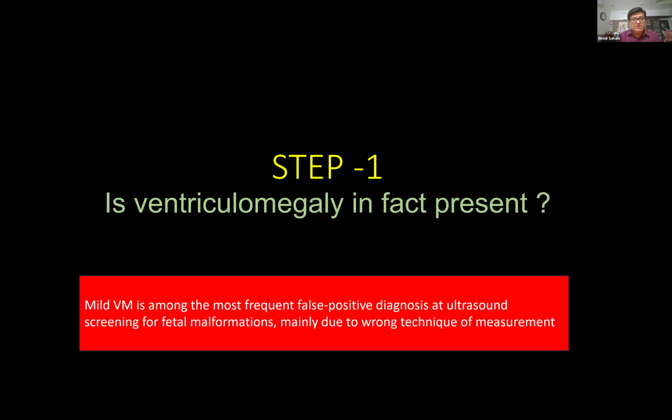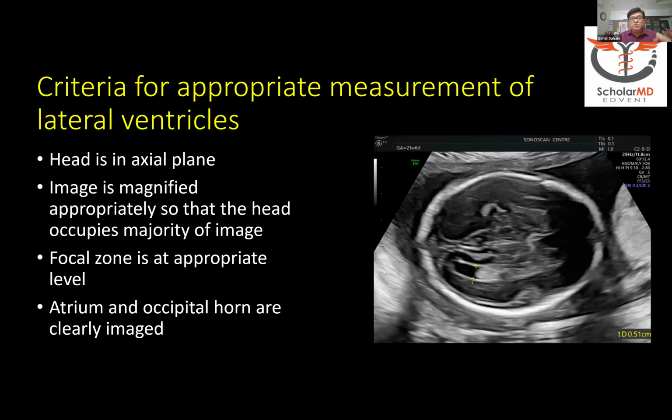So the step one. Now you may say, why am I starting with, is ventriculomegaly in fact present? That is the first step that you need to see, because mild ventriculomegaly is among the most frequent false positive diagnoses at ultrasound. And this usually happens because of a wrong technique. In my practice, at least 30 to 40% of the patients coming to me for a neurosonogram because of a diagnosis of mild ventriculomegaly, in fact, do not have a ventriculomegaly at all. And hence, you need to be very, very sure about how you're going to measure it.